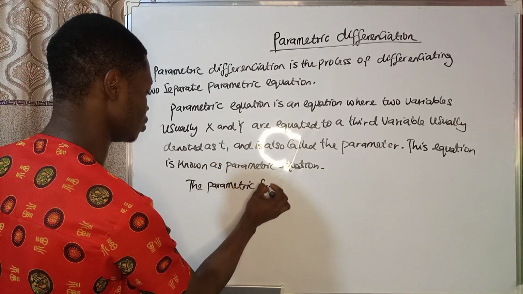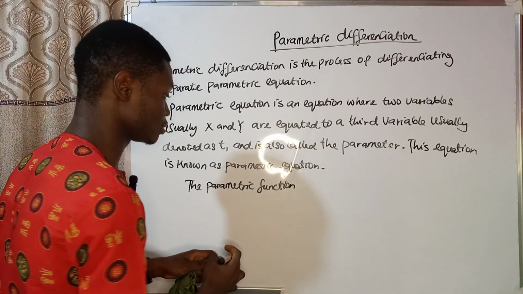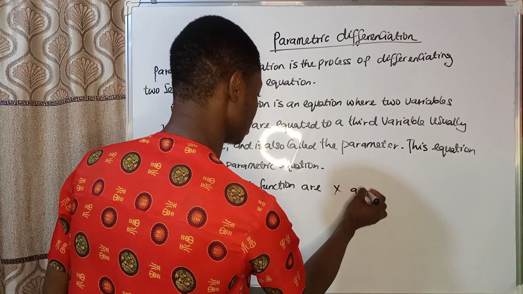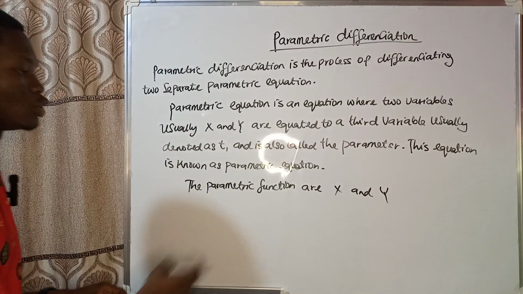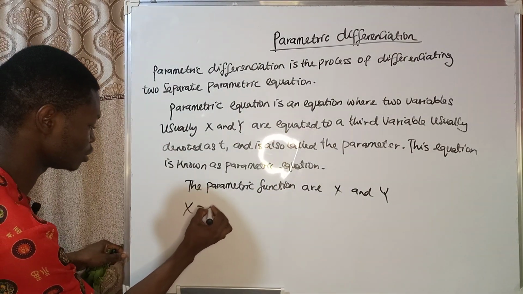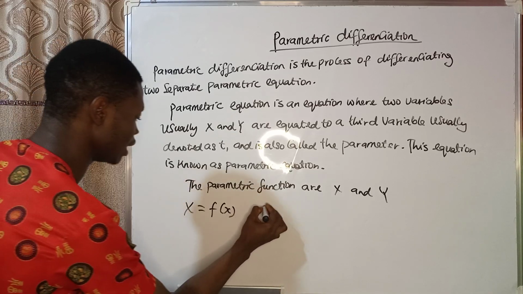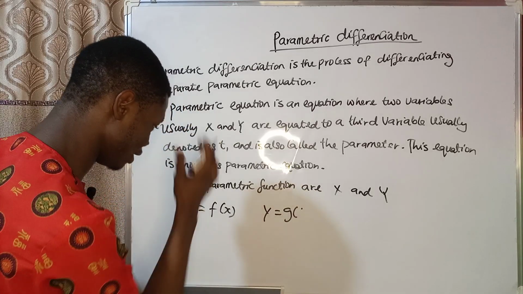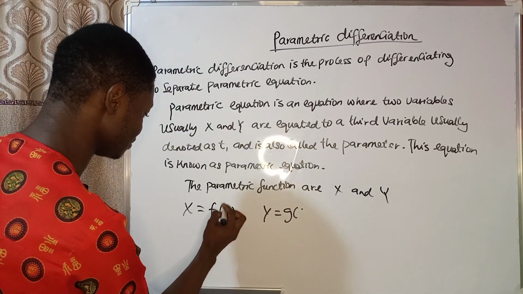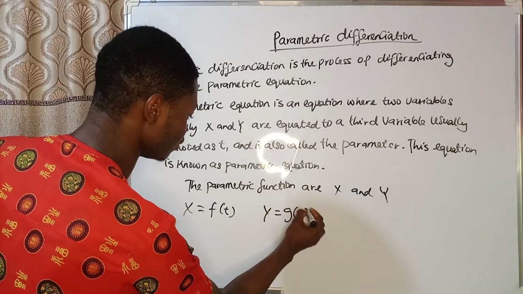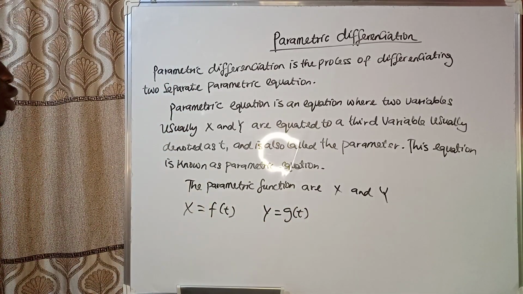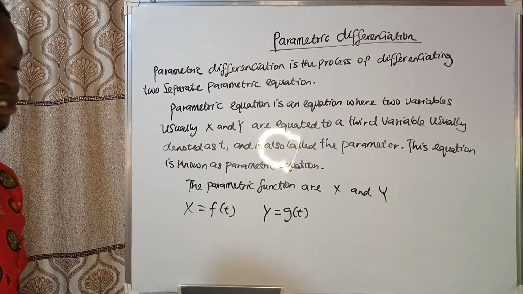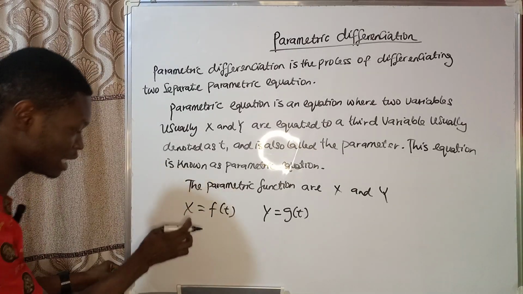Now, the parametric functions are x and y. So, x is equal to f of t, and y is equal to g of t. Do you see the parameter here? So it's equated to a third variable, usually denoted as t, and it's called the parameter.